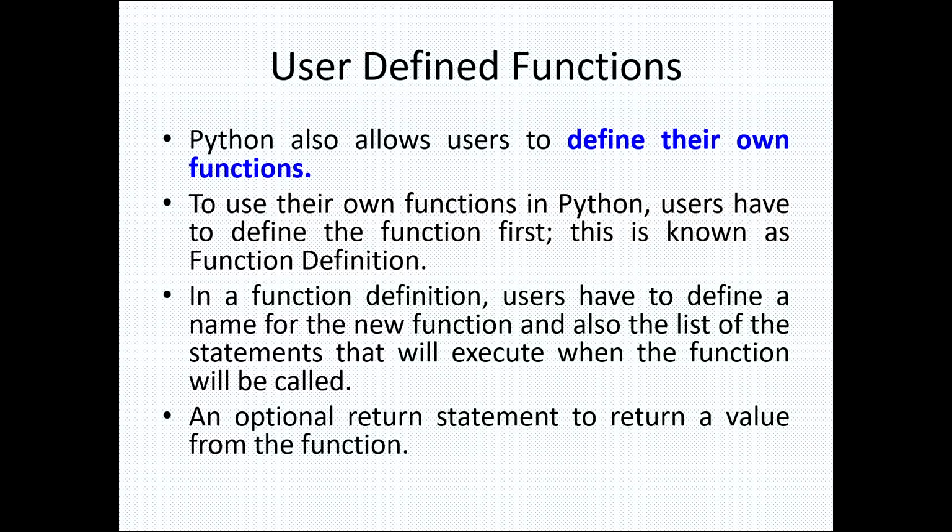Next, user defined function. Python also allows users to define their own functions. To use their own functions in Python, users have to define functions first. This is known as function definition. In a function definition, users have to define a name for the new function and also the list of the statements that will execute when the function is called. An optional return statement returns a value of the function.